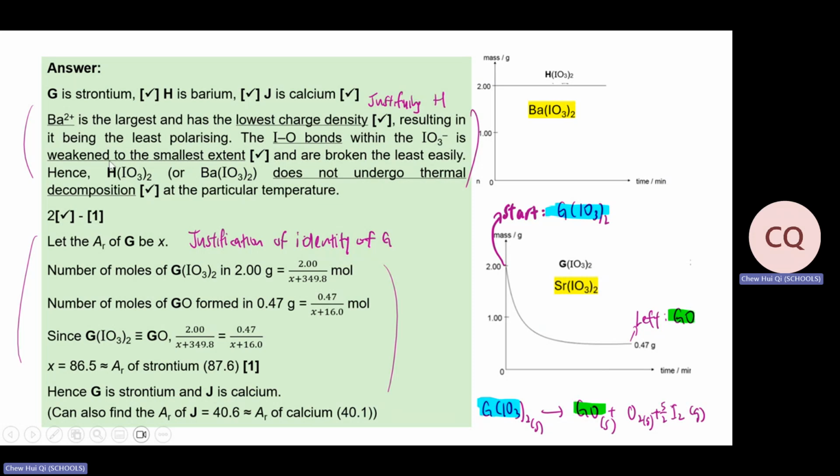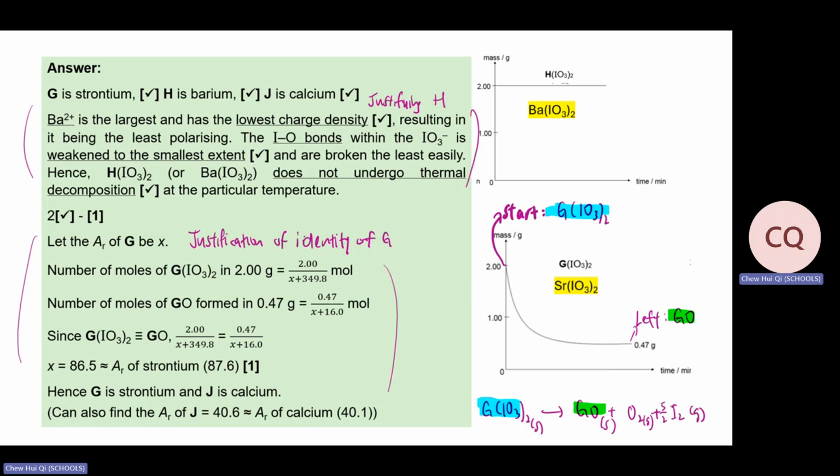Resulting in the least polarizing. The I-O bonds are weakened to the smallest extent. Okay, bonds are broken least easily. It does not undergo thermal decomposition. Now, how then can we justify the identity of G and J? You have to justify within the graph itself.